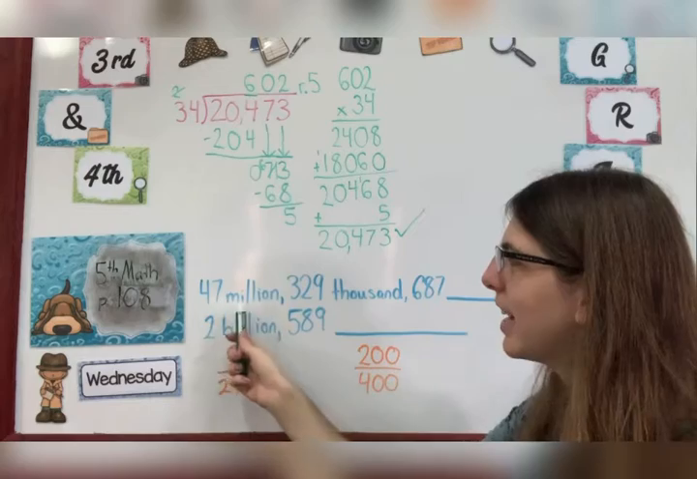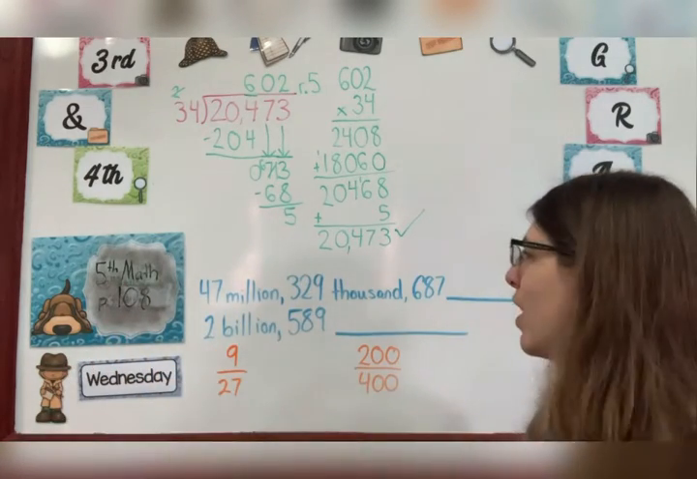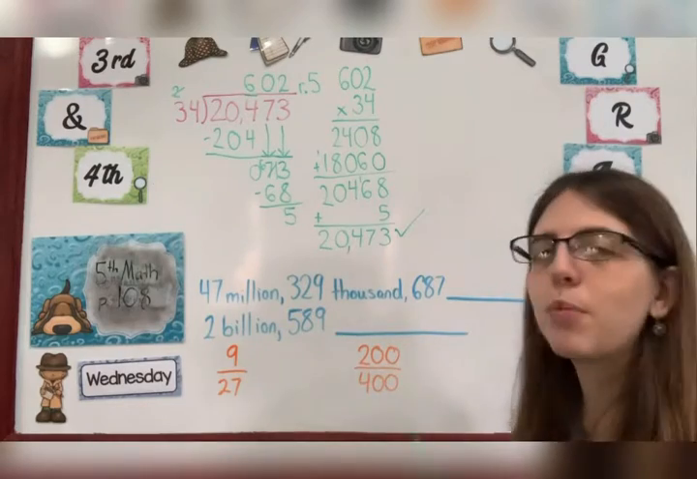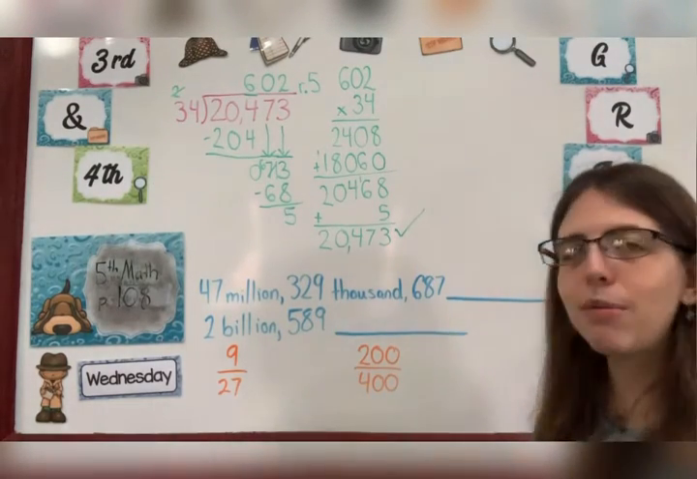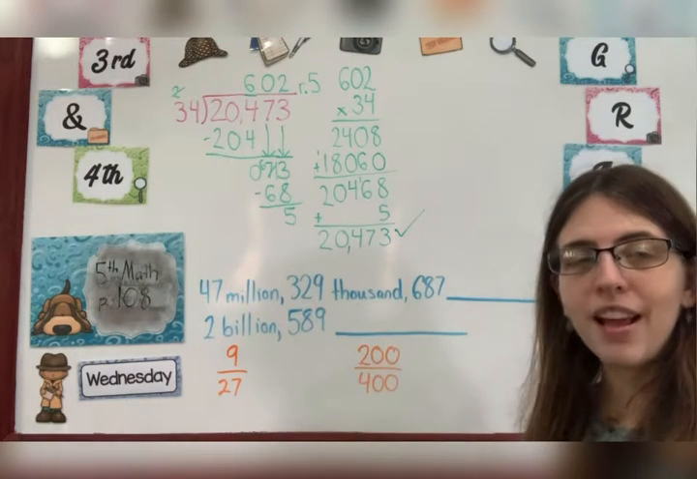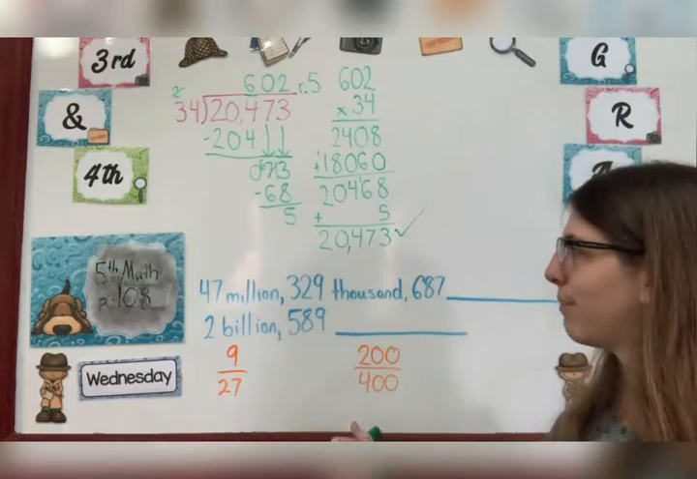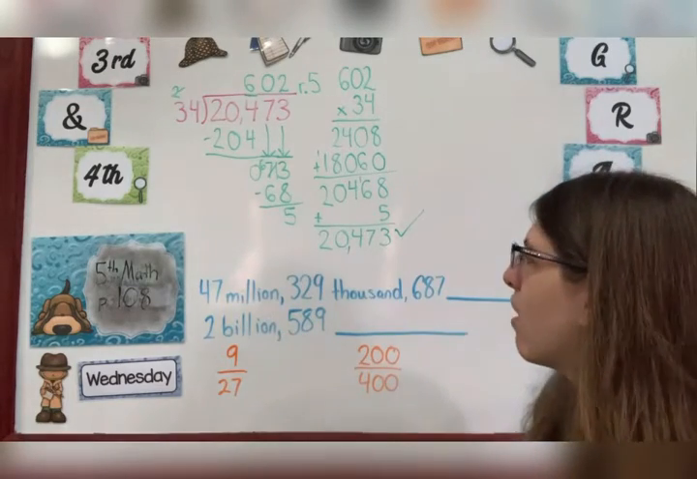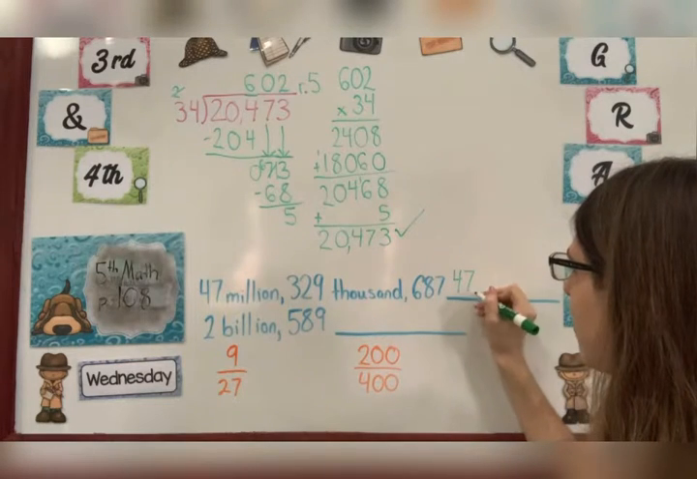Then you have millions, then you have billions, and so on and so forth. So when we write it, we have to make sure that we include each group. If our problem doesn't say the group, that means that in that group we have to fill it with zeros. So let's start with letter A, 47 million. So we'll start out with 47 million.